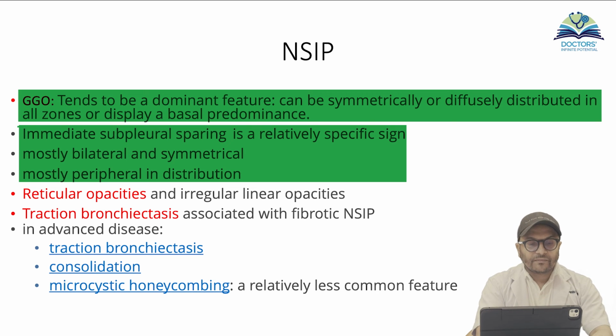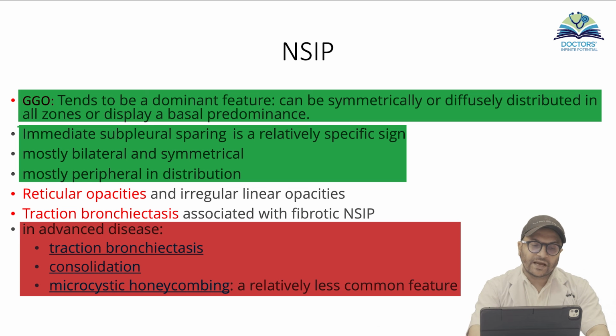NSIP is mostly bilateral and symmetrical, and it is mostly peripheral in distribution. Other associated findings seen in NSIP are reticular opacities and traction bronchiectasis, which are commonly seen in the fibrotic type of NSIP. In advanced cases of NSIP, there can be traction bronchiectasis, consolidation, and microcystic honeycombing.